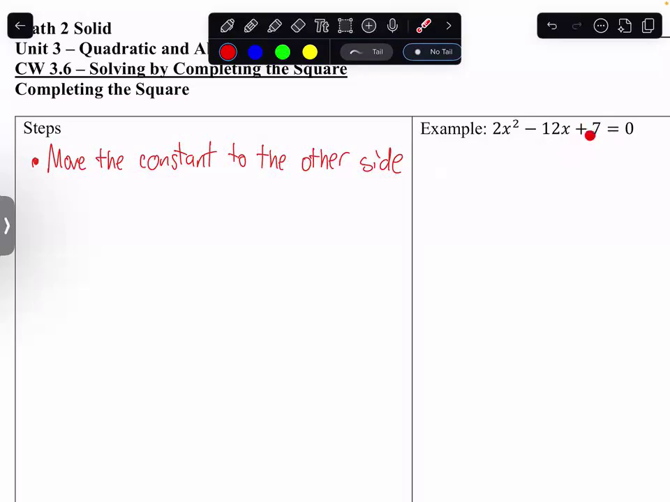So to move the 7 over, because it's currently a plus 7, we do the opposite. We subtract 7 from both sides of the equation. Okay, so we've moved the constant over. Okay, second step.